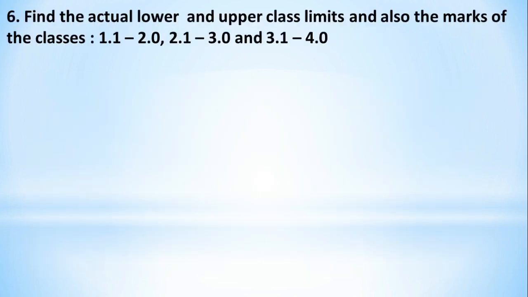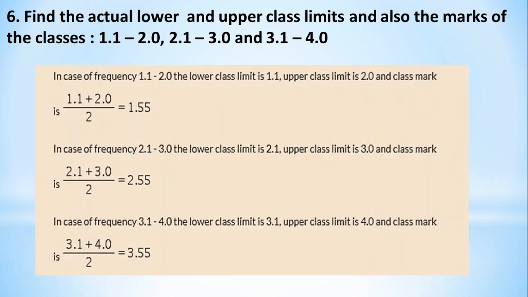Question number 6. Find the actual lower and upper class limits and also the class marks of the classes. So let us find out the lower limits. It is 1.1, 2.1 and 3.1. Upper class limits are 2.0, 3.0 and 4.0. Again, we need to find the class mark: add and divide by 2. 1.1 plus 2.0 by 2 is 1.55. In a similar way, calculate the class marks of the remaining 2 class intervals.